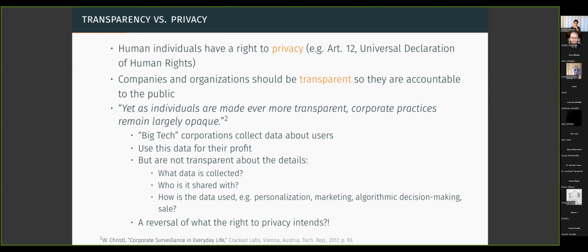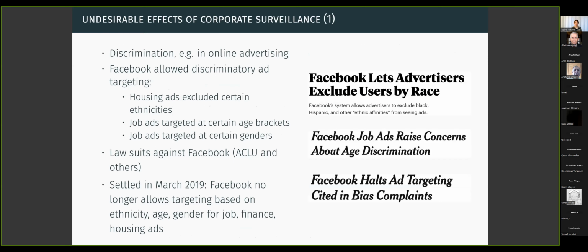So if this was all benign, if there were no negative effects, then that would be nothing to worry about, right? But actually, undesirable effects of this corporate surveillance have been observed in the past already. And one of these is discrimination. Just one example here, which is about Facebook, that there could be many more examples.